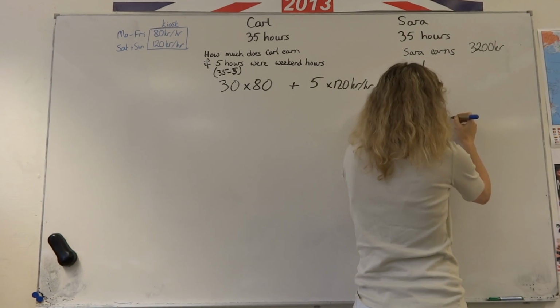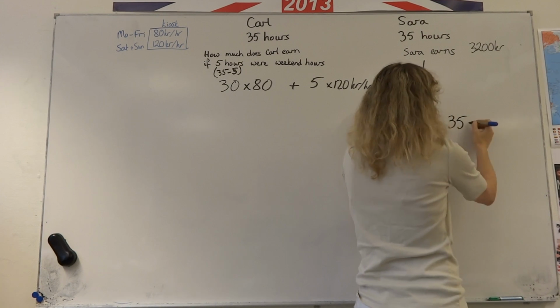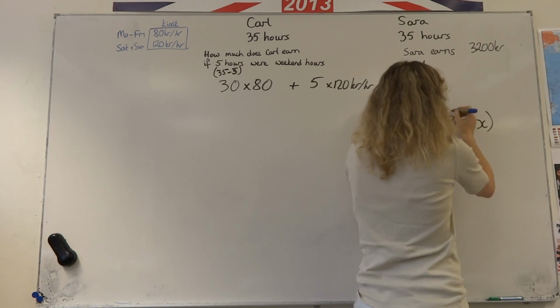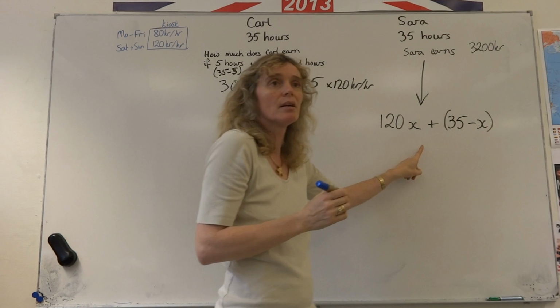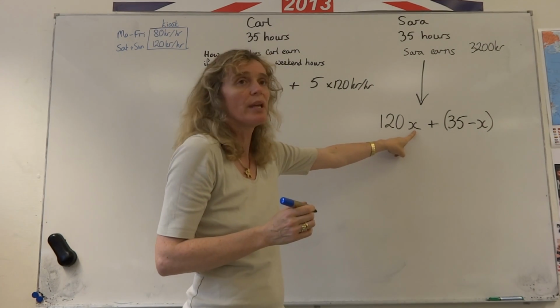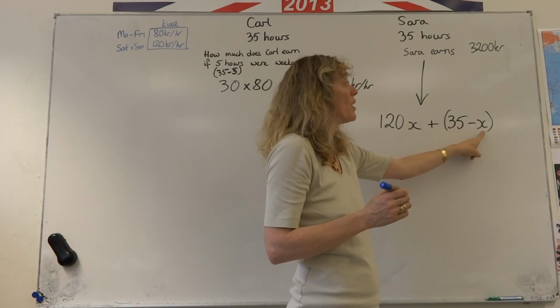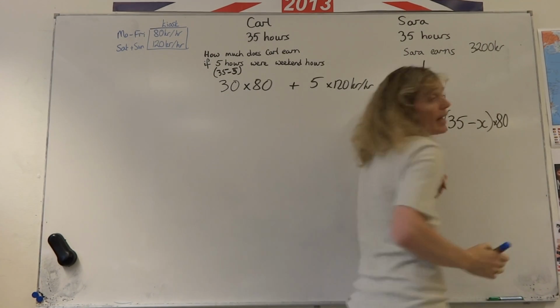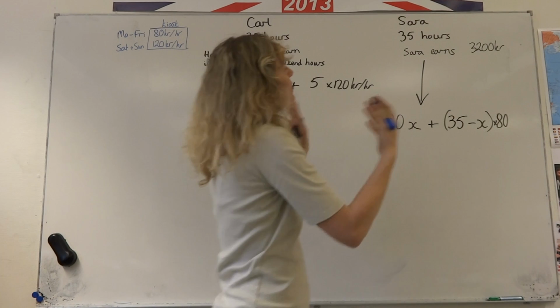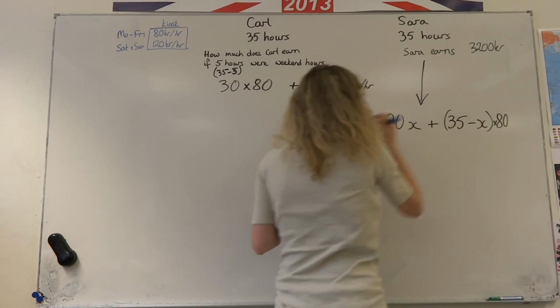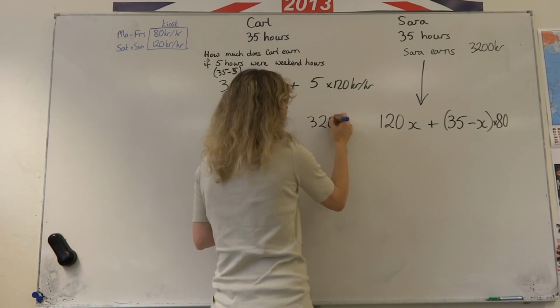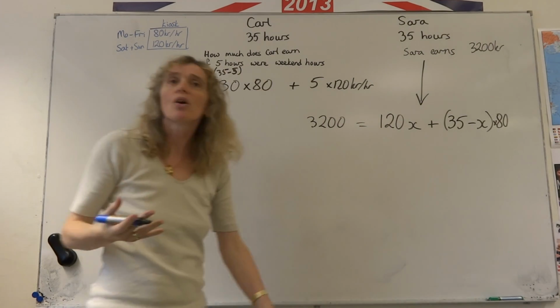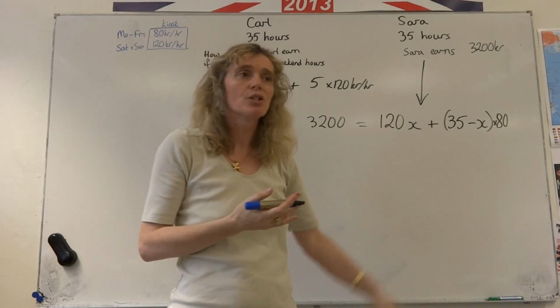And that would be 35 hours minus the number of hours that she worked the weekend. This is the ones she worked at the weekend. This is the ones she must have worked in the week. And we know that she gets 80 kronas an hour for that. And we know that the total amount of money that she got for all of that is 3,200. Now we've got a nice simple equation that we can just solve.